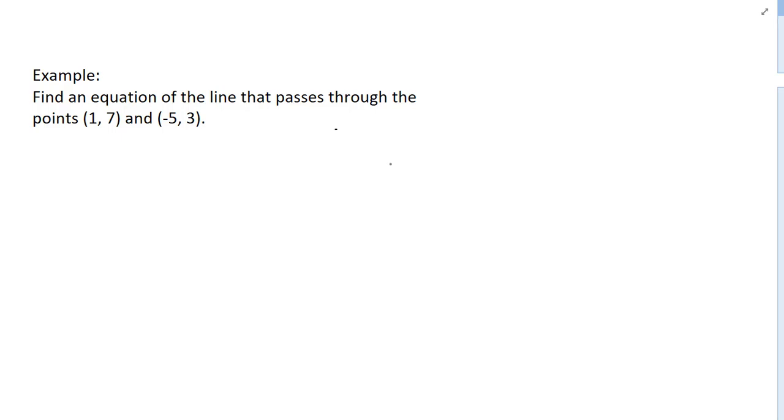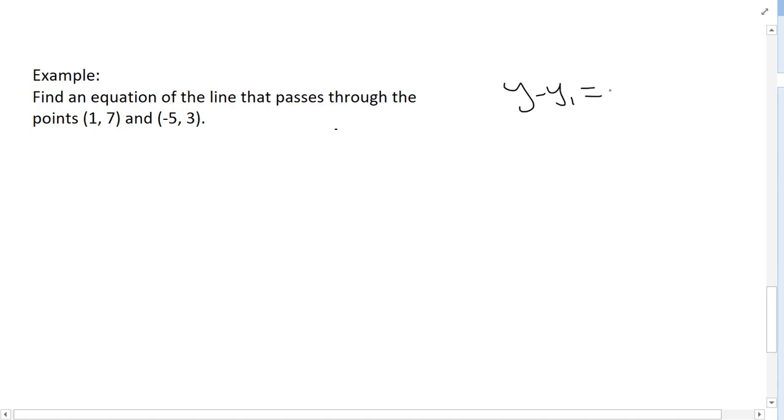Just to give you a heads up though, when you get to calculus, the point-slope form, y minus y1 equals m times x minus x1, is the most widely used. So if you are headed towards Calc 1, then you might want to get used to using this form rather than y equals mx plus b.